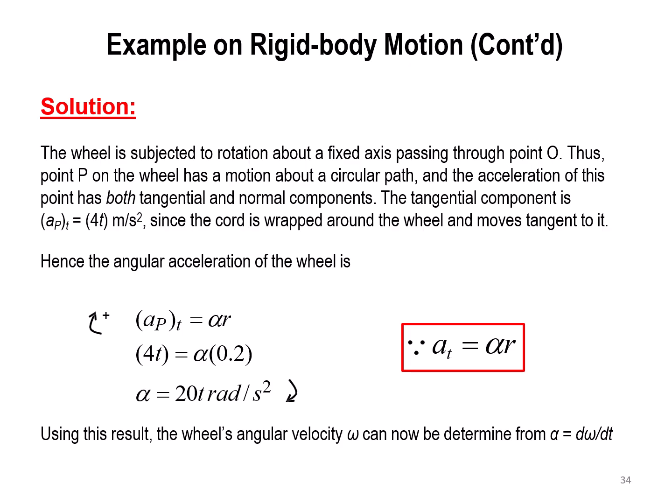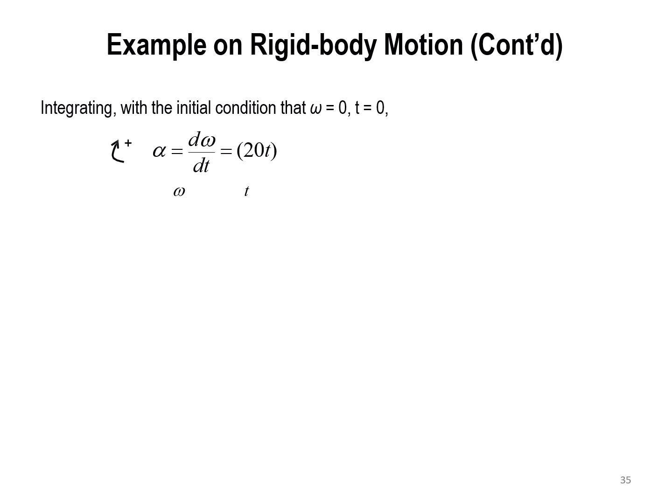So I think you understand. What we're going to do next is the integration of this equation. We come to the point where alpha is equal to d omega over dt, which is equal to 20t. We can simply integrate both sides and find the value for omega.